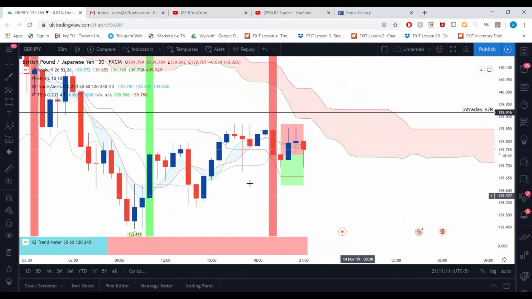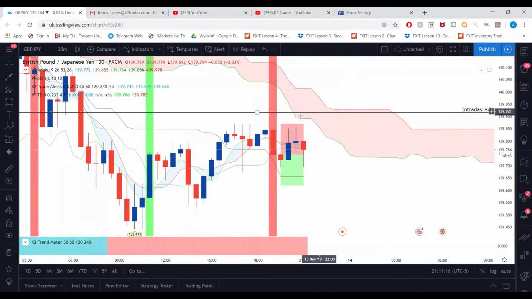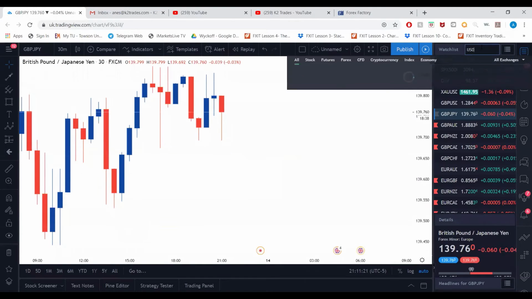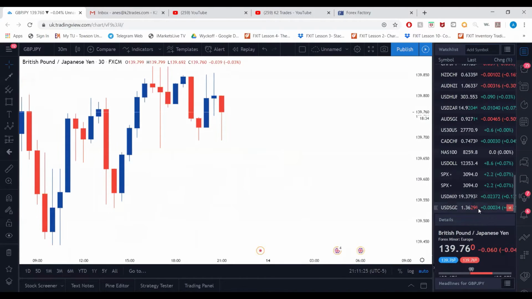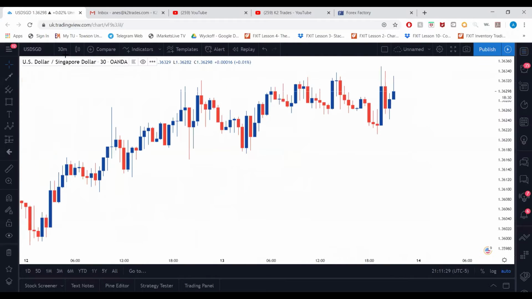So yeah, USD SGD. Okay, let's look at that. Another exotic. Alrighty.